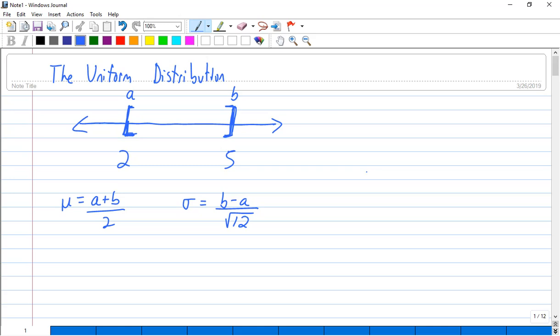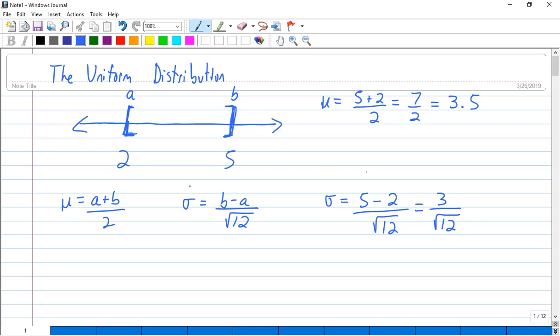So on this example that I have up here, if I wanted to find the mean, it will be 5 plus 2 divided by 2. All right, so that would be 7 divided by 2, or 3.5. If I wanted to find the standard deviation, the population standard deviation, that would be B minus A divided by the square root of 12. So that would be 3 divided by the square root of 12.